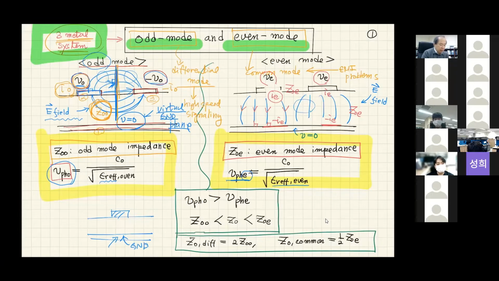Now, let's think about odd mode and even mode phase velocity. In odd mode, more field is exposed to air, so it will travel a little bit faster than even mode. Even mode is traveling mostly through the dielectric. If you have a dielectric constant, the propagation speed will be reduced. In odd mode, fields are more confined between the metal and the virtual ground, and the virtual grounds are very close to each other.